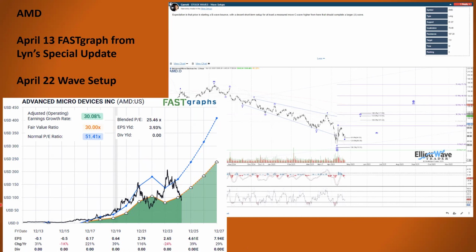Trying to figure out how I can move to a chart to switch to that screen. I think maybe I have to exit the PowerPoint. Oh, here we go. There we go. I should be able to choose the different screen to share.